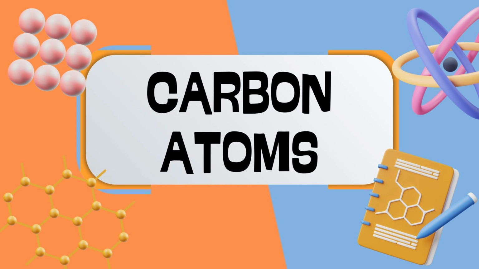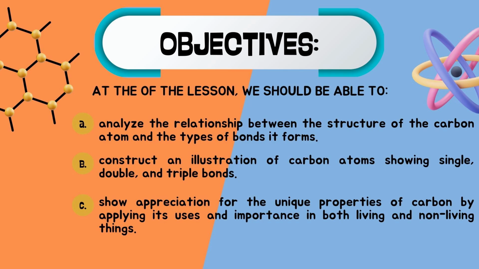But before we proceed to our proper discussion, let's first take a look at our learning objectives. This will guide us through what we aim to achieve in today's lesson. First, at the end of the lesson, we should be able to analyze the relationship between the structure of the carbon atom and the types of bond it forms. Second, construct an illustration of carbon atoms showing single, double, and triple bonds. Third, show appreciation for the unique properties of carbon by applying its uses and importance in both living and non-living things. Is our learning objective clear, class?